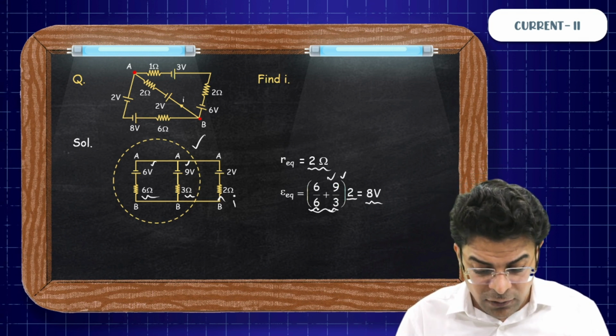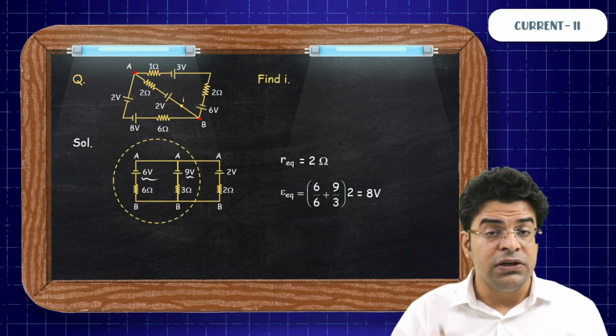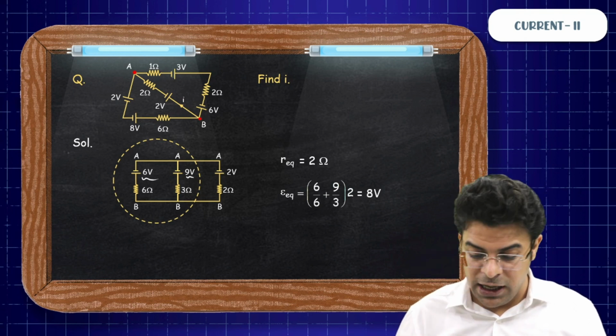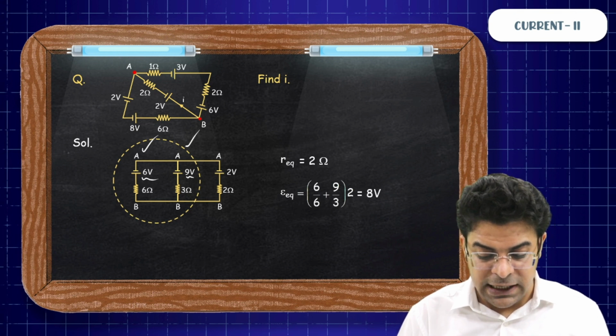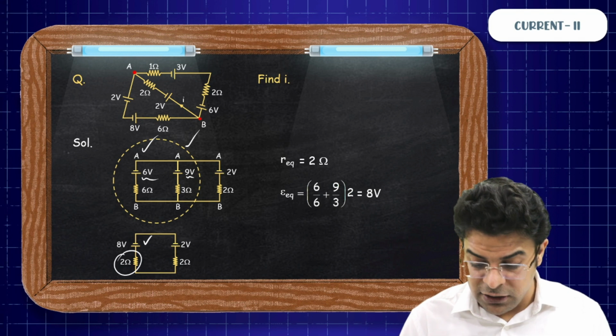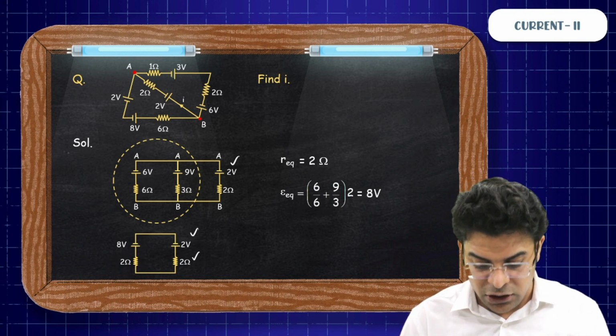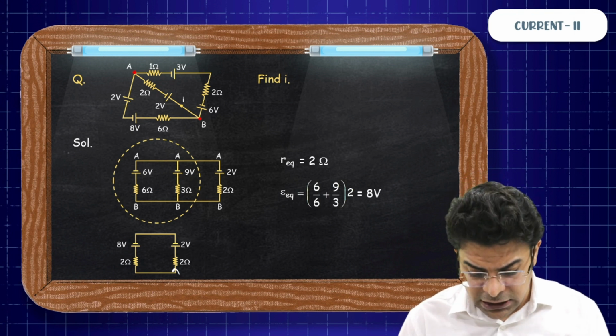And this 8 volt has to be placed in the same way as 6 volt and 9 volt. That is, they want the potential of B to be higher. So replace these two cells and think of a single cell of 8 volt having an internal resistance of 2 ohm, and you have already got this circuit of 2 volt and 2 ohm. Your mission is to find I.